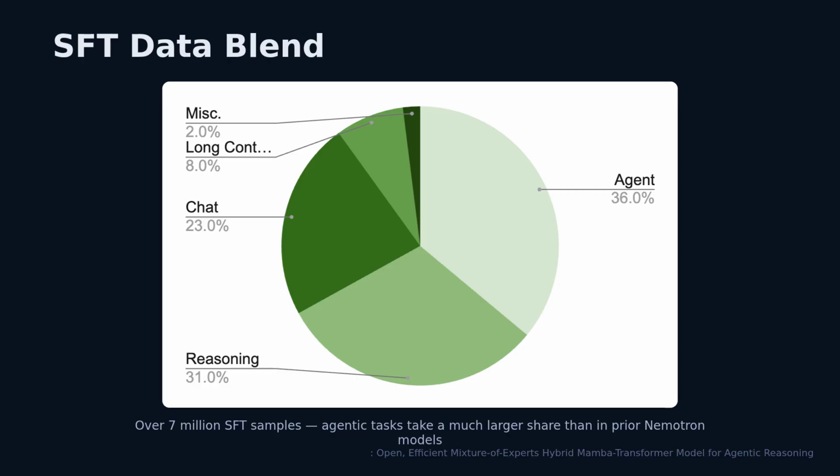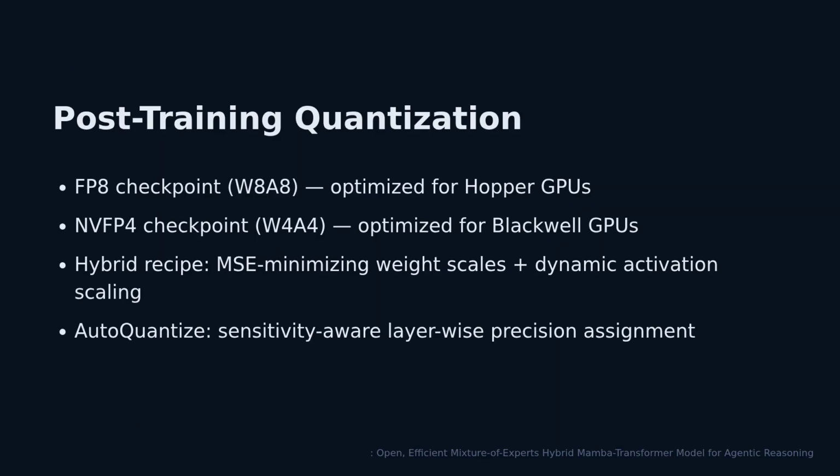Looking at the SFT data blend, you can see the breadth of coverage. The blend spans chat, math, code, agentic programming, software engineering, multilingual, and instruction-following data across more than 7 million total samples. Agentic tasks occupy a significantly larger share here than in previous Nemotron models, reflecting the strong focus on autonomous multi-step capabilities. After post-training, the model is quantized for efficient deployment.